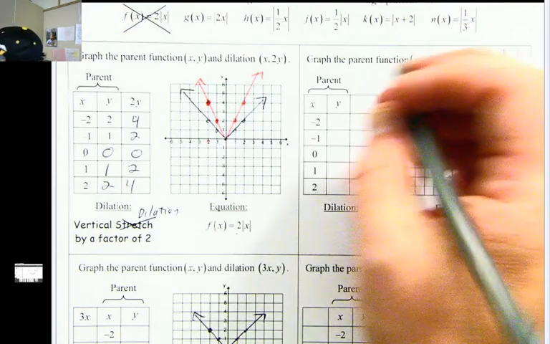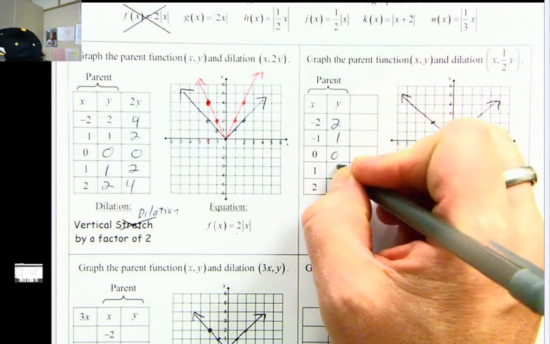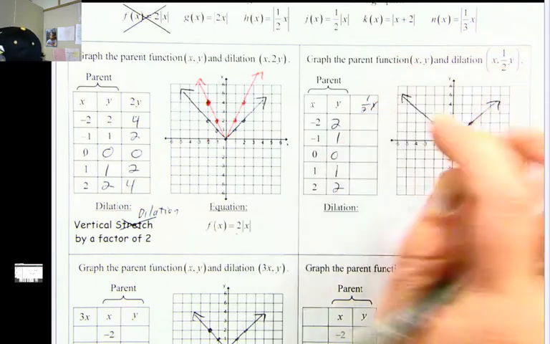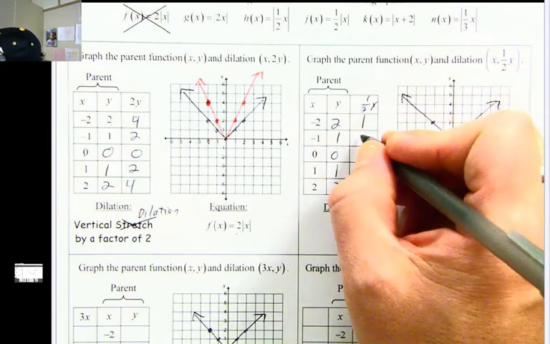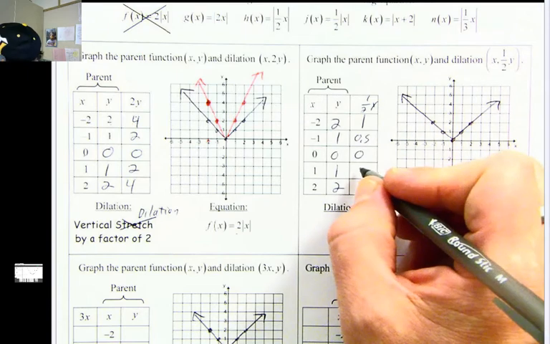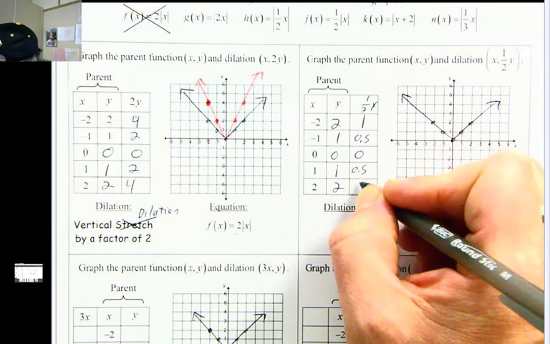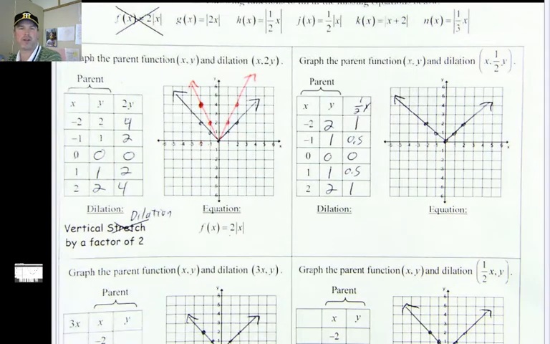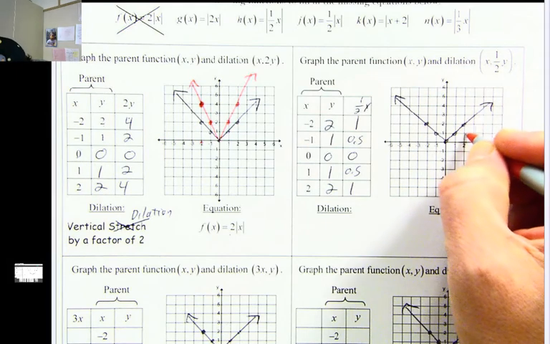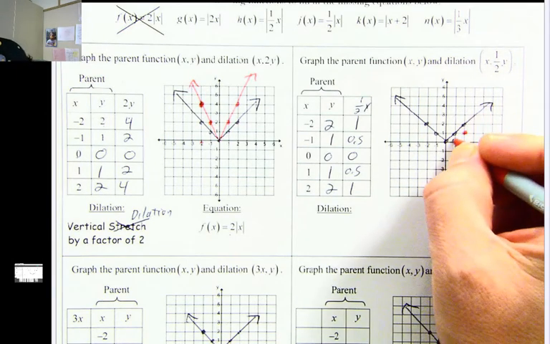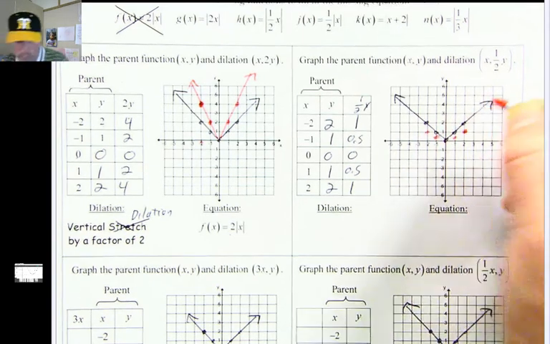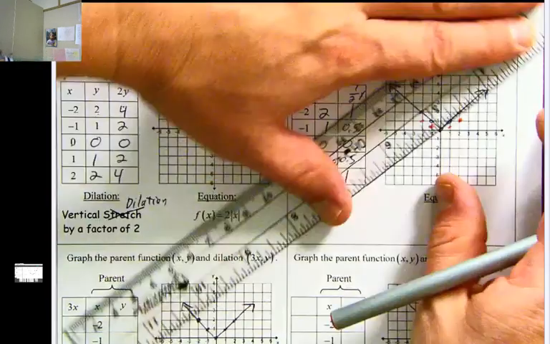Well, let's find out. The parent function would be exactly the same as the previous problem. And then if I did 1/2 y, let's see, 2 times 1/2 is 1. 1 times 1/2 is 0.5. Maybe I should have just said 1/2. 0, 0.5, and 1. I guess when I do graphs, I think it's easier to think about it as decimals. Anyway, let's see, we have the point 2, 1, 1, 0.5, 0, 0, -1, 0.5, and -2, 1. We connect the dots.